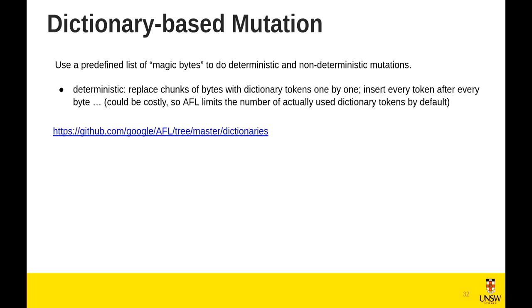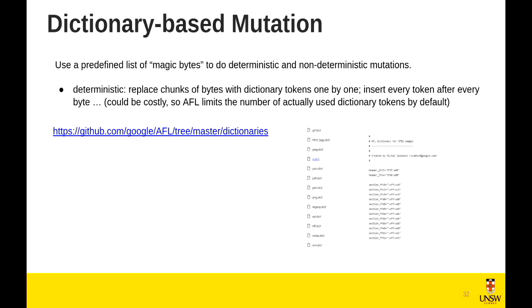And here is the link to the default dictionaries provided by AFL. As we can see, it supports some common file formats like GIF, like JPEG, and of course JSON, JS, PDF, and some others like regular expressions or SQL, and so on. This is an example of the dictionary file. It's just some kind of magic strings for the particular file format.